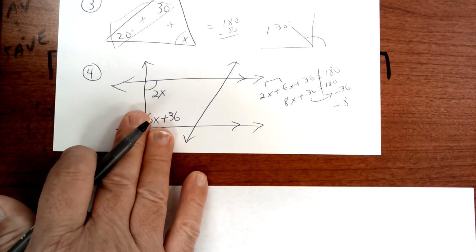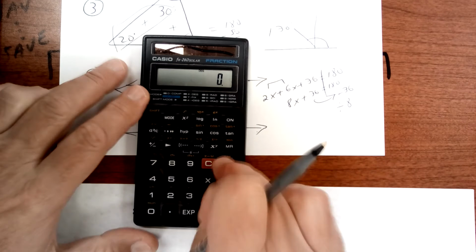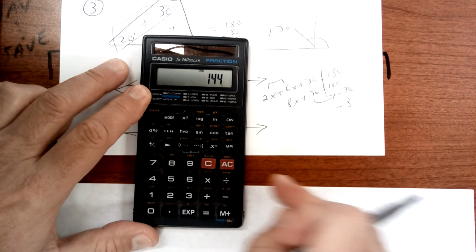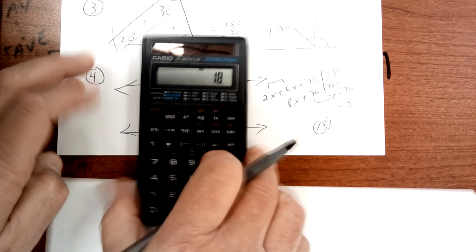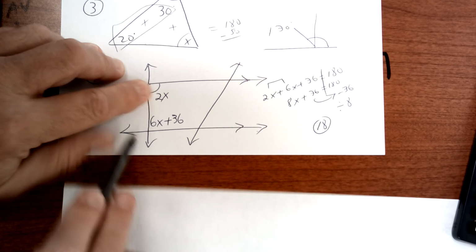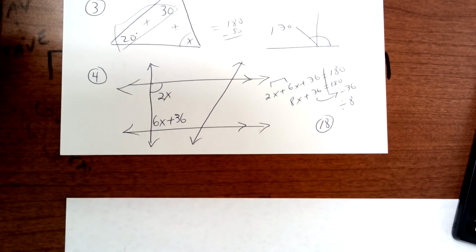Okay, what do you have for an answer? All right, let me try it. So 180 minus 36, press equals, divide by 8, press equals, I get 18. Now, if they want the angles, you'd have to multiply 2 times 18, 6 times 18 plus 36, and they should add up to 180 degrees.